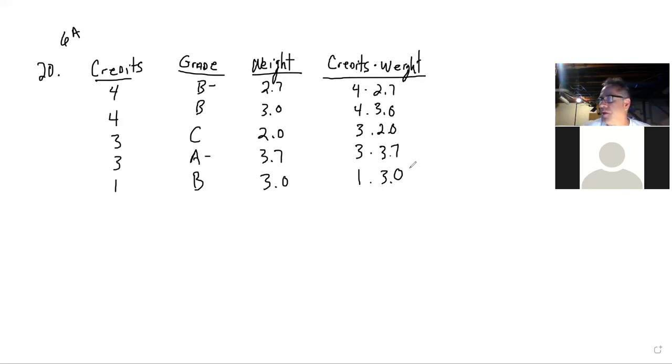All right, so if you go through and do the multiplication, in each case, 4 times 2.7 is 10.8. 4 times 3 is 12, and rounding at the tenths place, writing the tenths place here. This would be 6, 3 times 2, 6.0. 3 times 3.7 would be 11.1. And then 1 times 3 is 3, so 3.0.